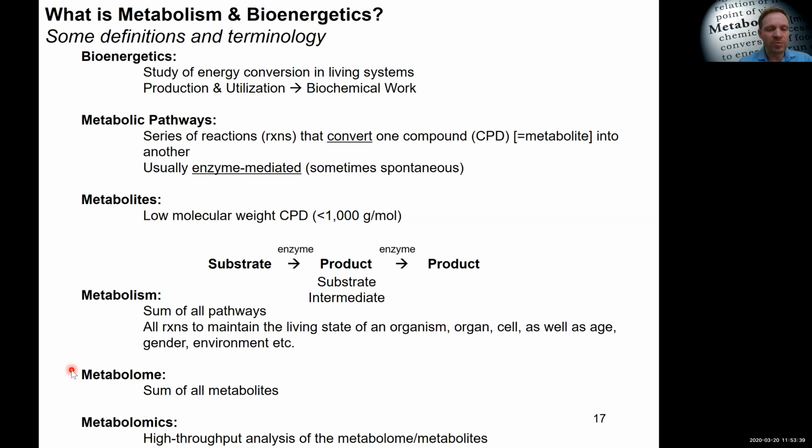Okay. One more term that I want to draw your attention to, that you also may not have heard yet, is metabolomics. This is a more recent term, and it really refers to a technology, specifically the high throughput analysis of metabolomes and metabolites. We won't go too much into detail on how this works this quarter, but it's something to draw your attention to because it's really one of the state-of-the-art technologies that science is using today to analyze metabolism.